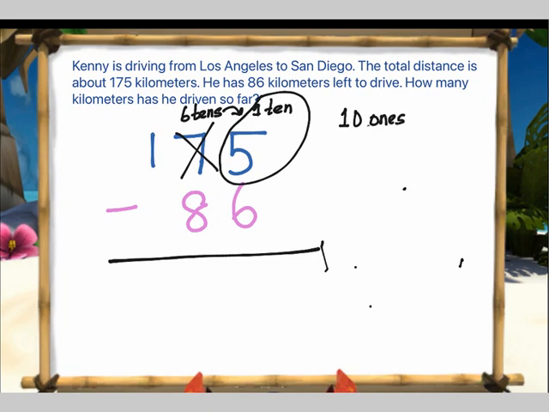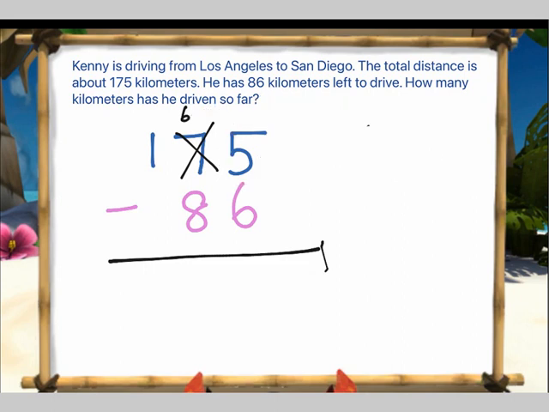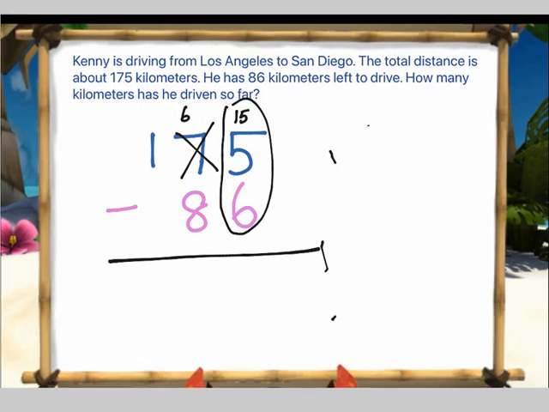And 5, these 5 ones also we have. So 10 ones and 5 ones, we will have 15 ones. Let me write 15 ones. The next step is to subtract 6 from 15. When I subtract 6 from 15, I get the answer 9.